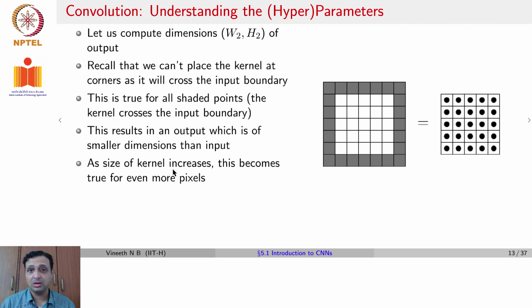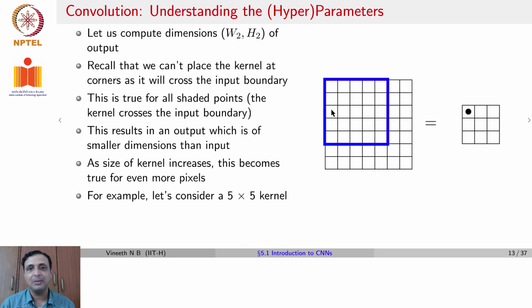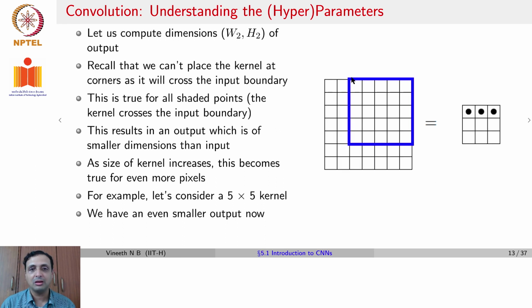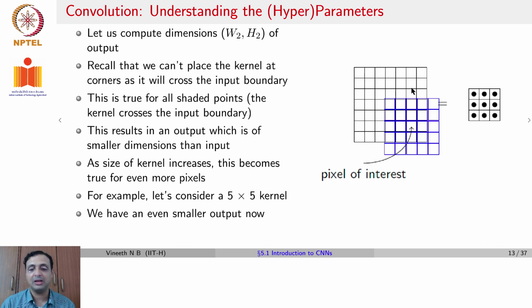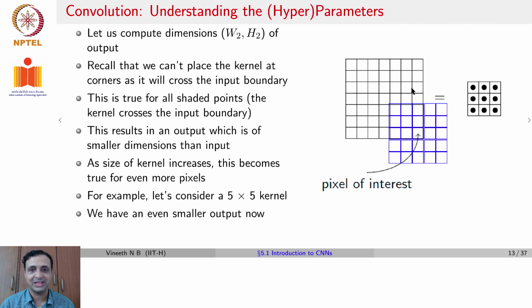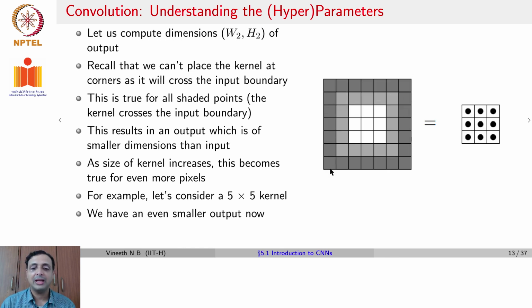As the size of the filter or the kernel increases, you can make out that even more pixels along the boundary are going to get affected. For example, if you take a 5 by 5 kernel now, and as you slide this 5 by 5 kernel across, you're going to get an even smaller output, because more border pixels are going to get affected. You won't be able to convolve with those pixels that go outside the boundary. So you would have an entire region outside the boundary for which you will not be able to compute convolution. So your output in this case would be a 3x3 matrix.